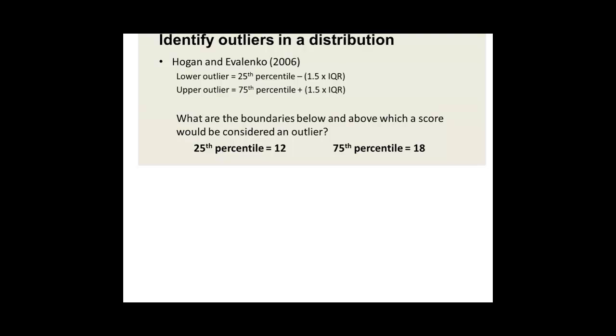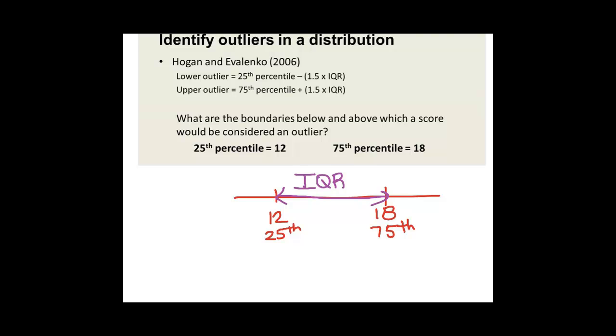Let's use this common definition for finding outliers in a set of data to identify the boundaries below and above which a score would be considered an outlier. For this example, the 25th percentile is going to be at a value of 12. And the 75th percentile is going to be at a value of 18. And these were just provided. That means my interquartile range, my IQR, is the difference between those, or in this case, 6.